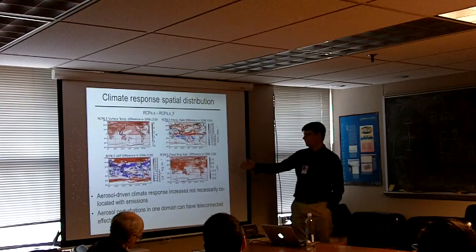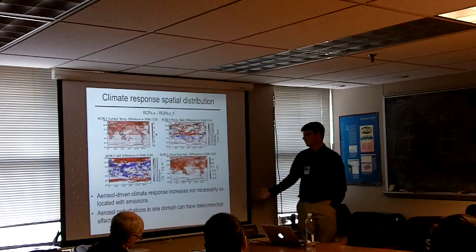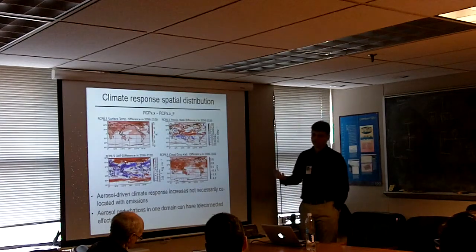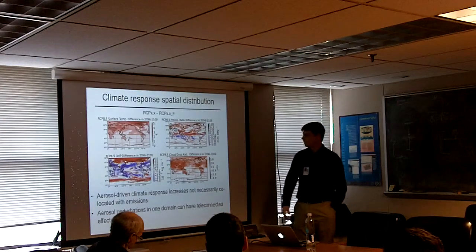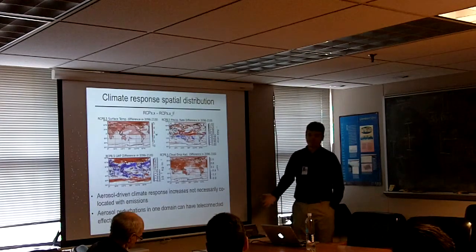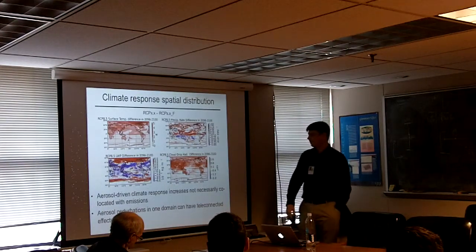And then cloud droplet radius differences. These are all increasing, of course, because as you take away the aerosols, you take away the smaller anthropogenic particles, so your cloud droplets become larger. And that's pretty consistent across the entire map, I would say.